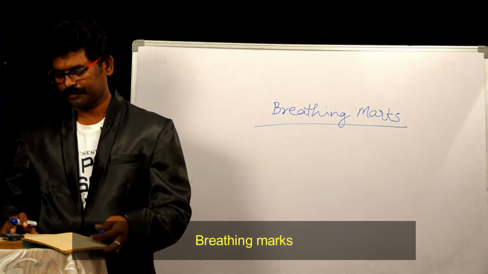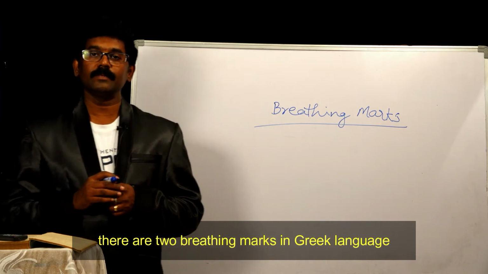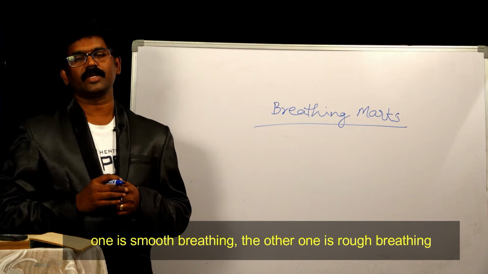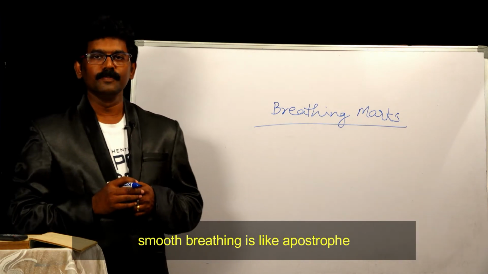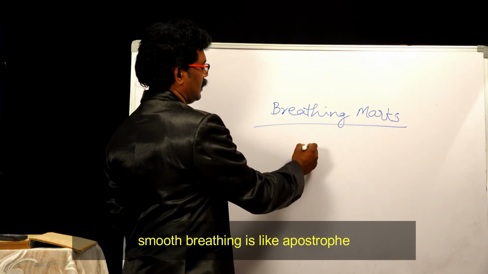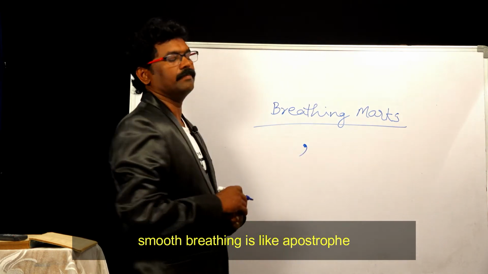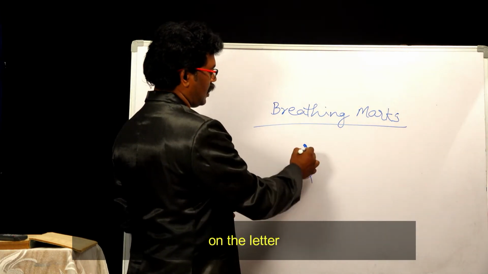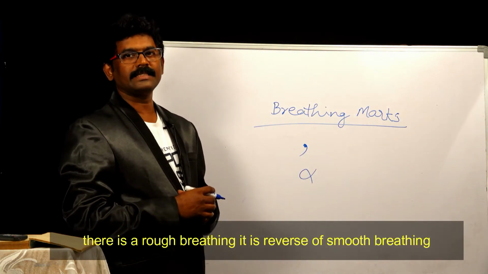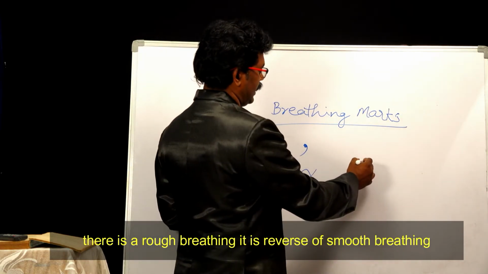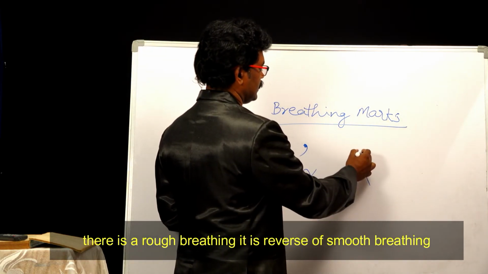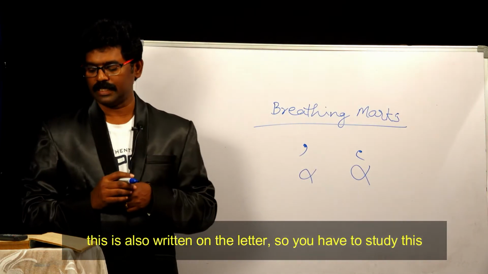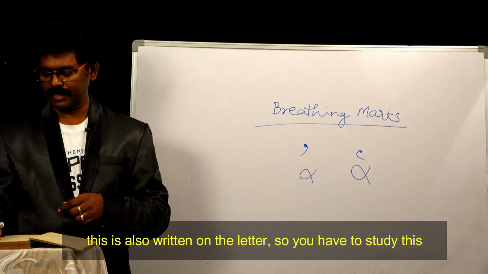There are two breathing marks in the Greek language. One is smooth breathing, the other one is rough breathing. Smooth breathing is like an apostrophe on the letter. Rough breathing is reversed, also on the letter. So you have to study this.